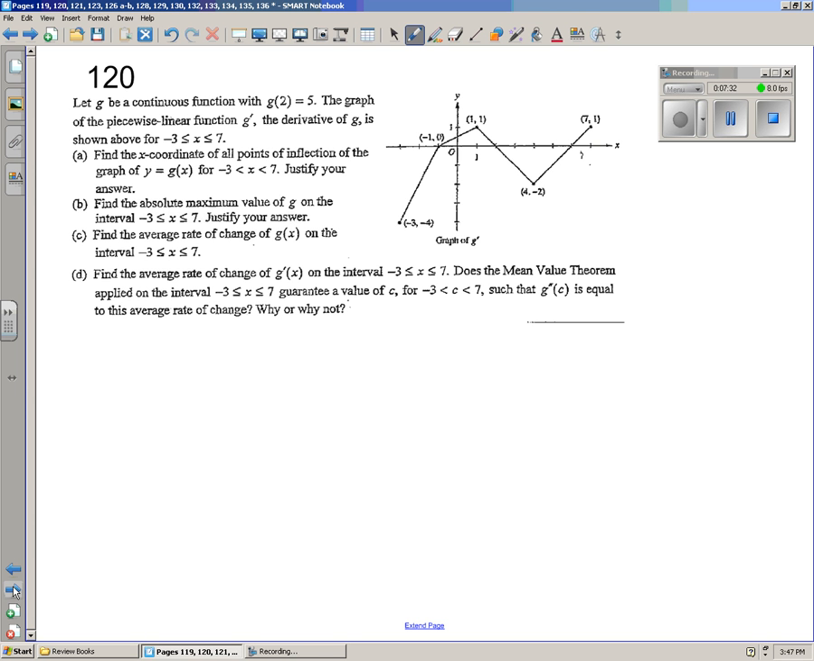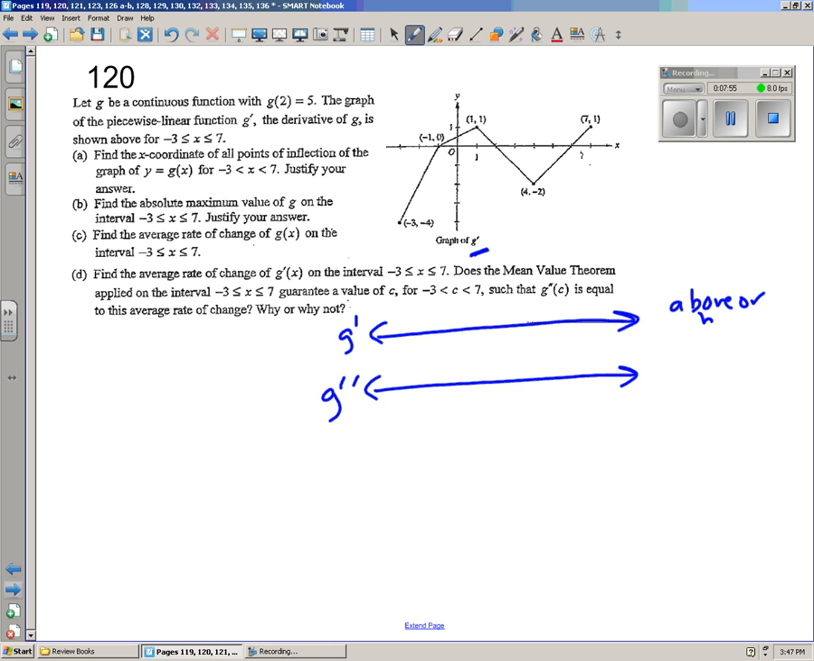Here's question 120. It says let g be a continuous function with g of 2 equal to 5, and we have the graph of the derivative. Find the coordinates of the points of inflection. All right, so I'm going to take this graph g prime and make my g prime number line and my g double prime number line. The g prime number line is based on whether the graph is above or below the x-axis, and this line will be based on the slope of g prime.